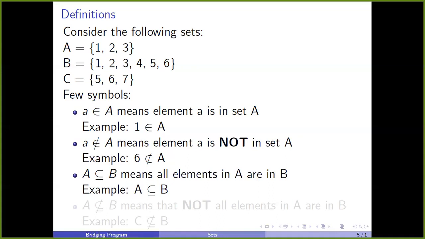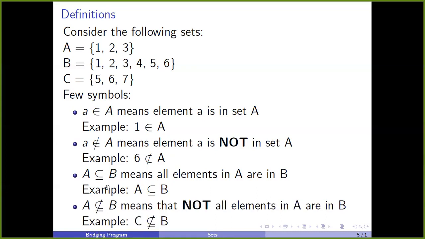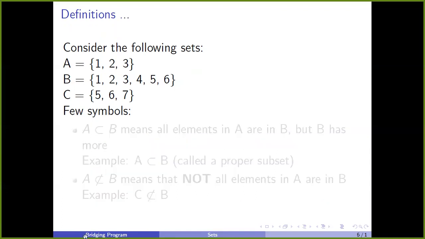And obviously you have the not of that as well. So you put the same symbol and you cut it with a line, and that is to say A is not a subset of B. For example, I can write C is not a subset of B because C has 5, 6, 7, and if you look at B, you have 5 and 6, but 7 is not there. So it's not a subset. Okay. So let's look at a few more definitions, keeping the same sets.